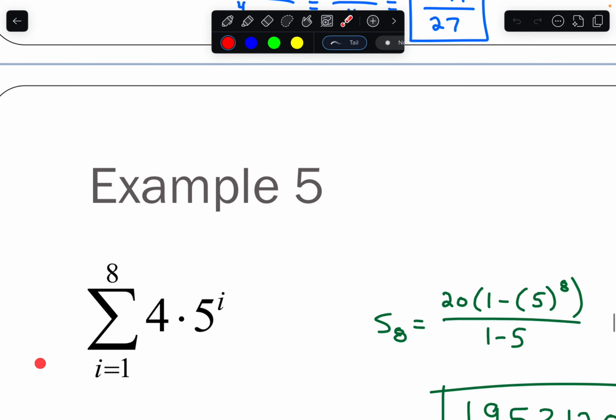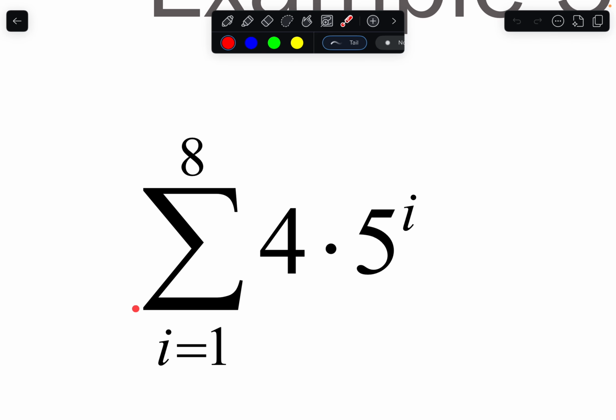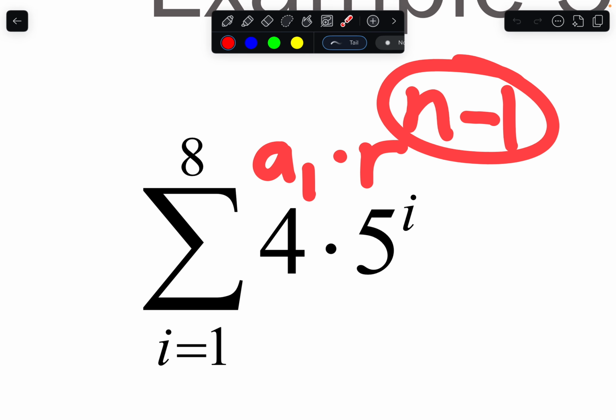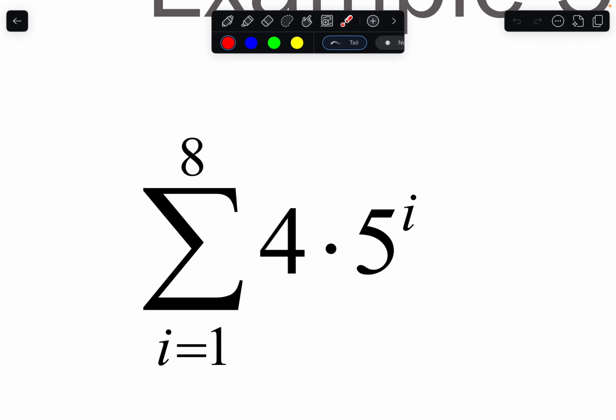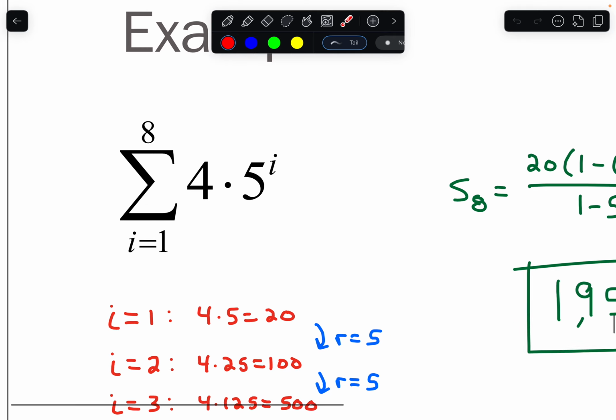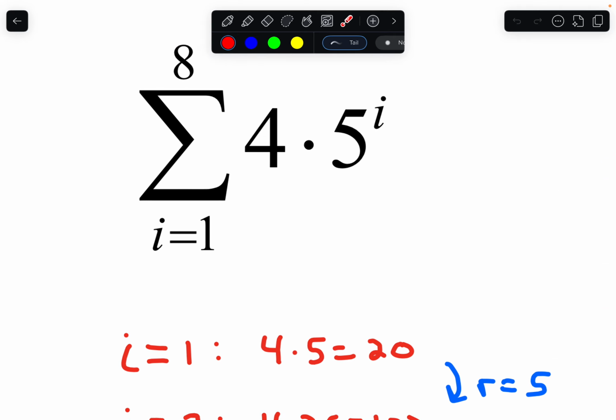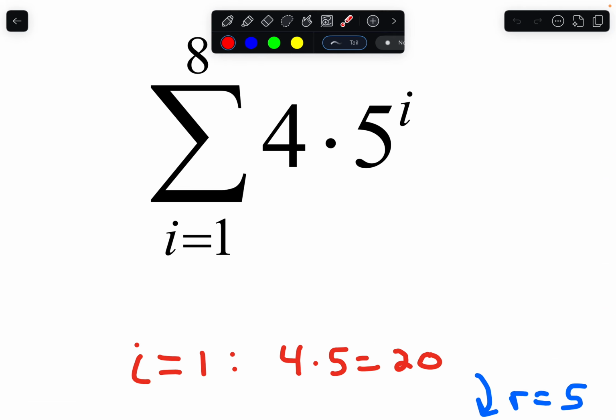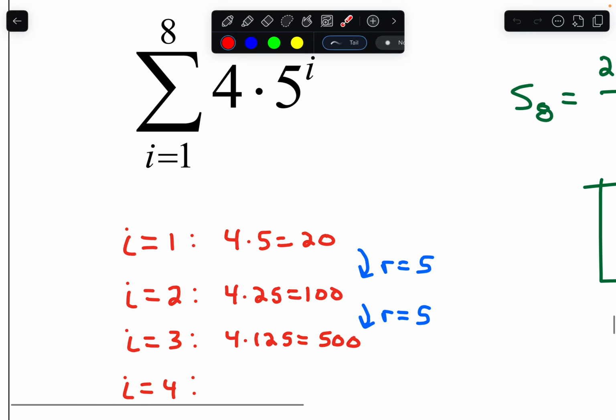Okay, last one, we have sigma notation. So again, here's my a sub 1 times r to the n minus 1 power. Now the difference here is instead of n minus 1, it just says i. Ultimately, it's the same thing. But where it does matter is that your first term here, this doesn't become 1 minus 1. This is just to the first power. So my first term is just 20. And now we're going to multiply by 5, etc., etc.